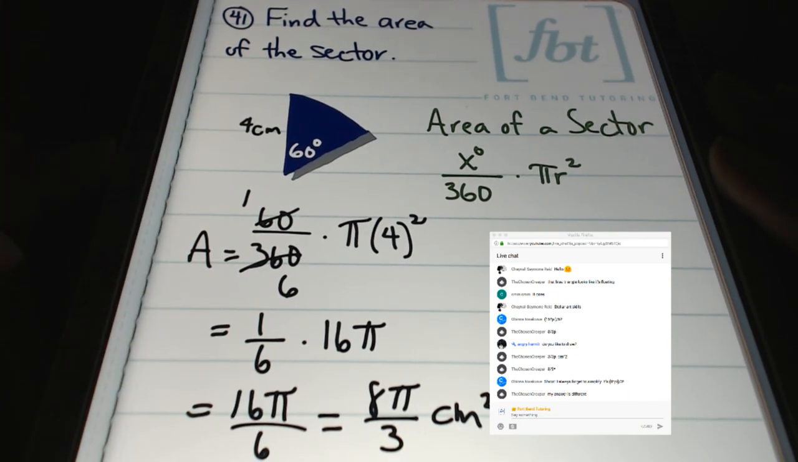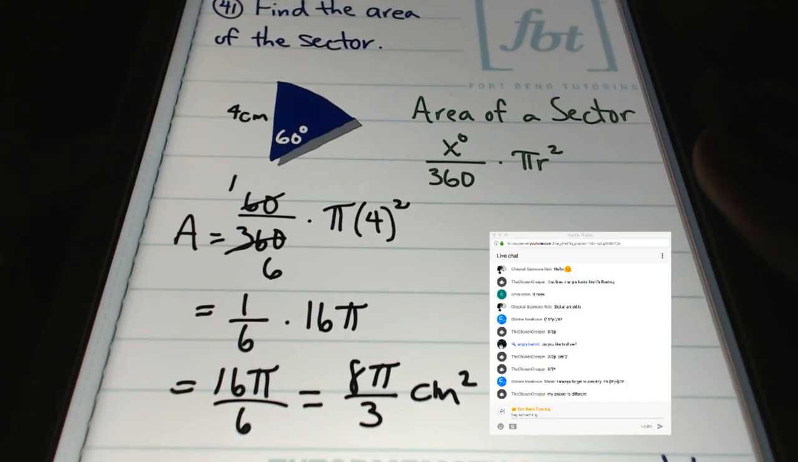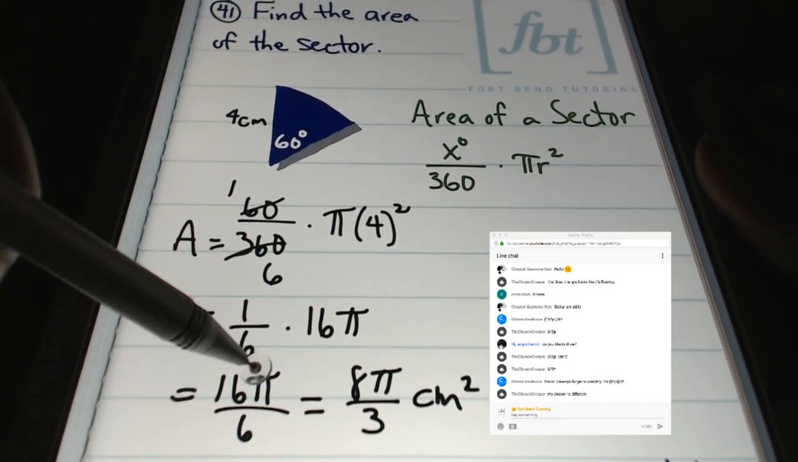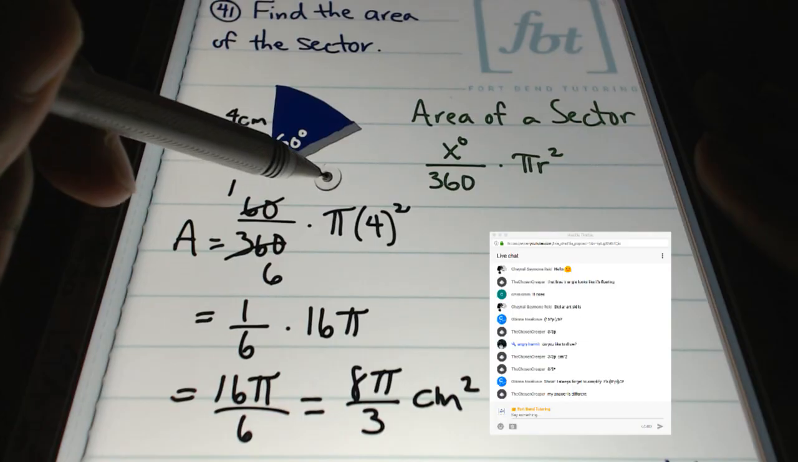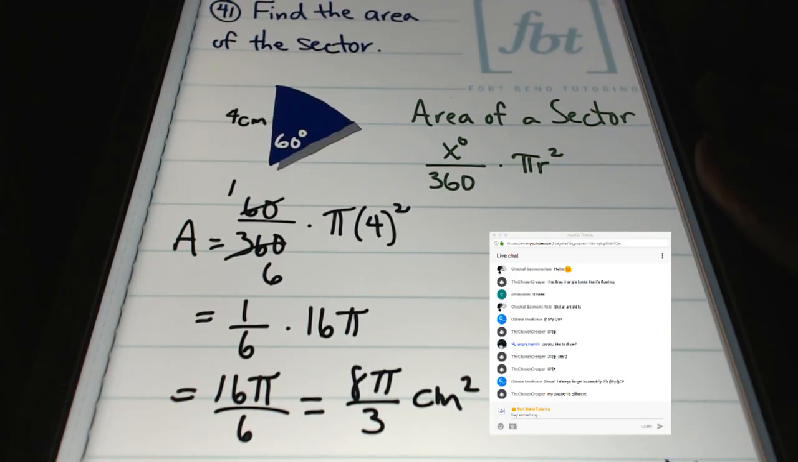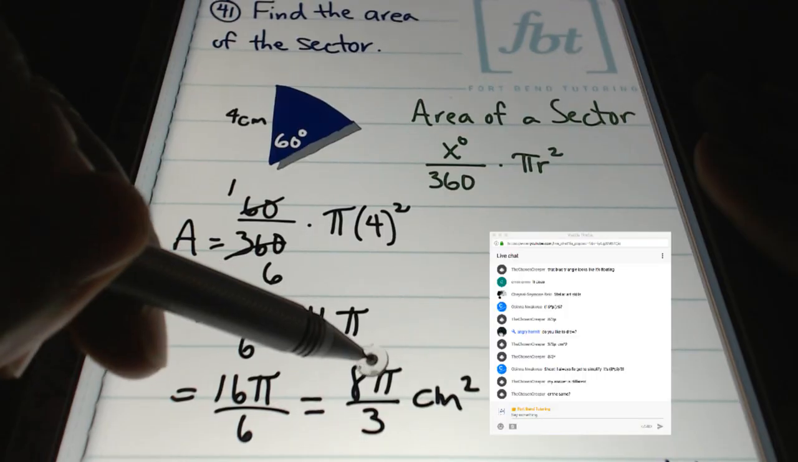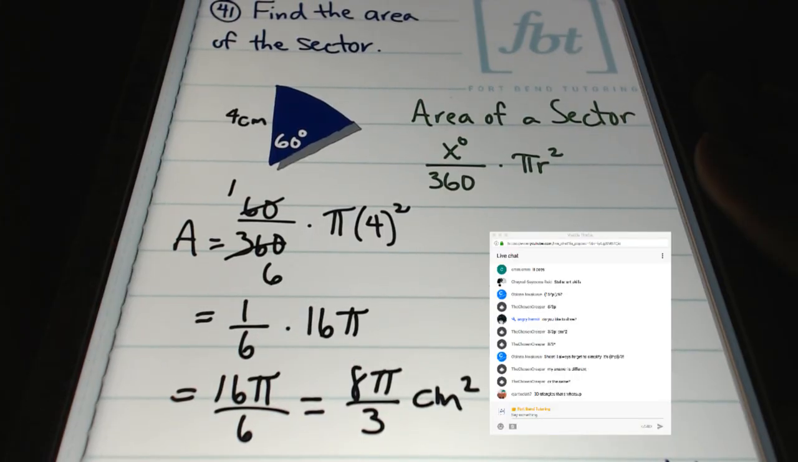Chosen Creeper, what's wrong with your answer? You have 8/3. I have 8/3 as well, but we had the value of pi in there, remember? Did you remember your value of pi? Because you have 8/3, Chosen Creeper. Your answer is not the same because you're missing pi in there. You have to have that value of pi in there as well. That's what you're missing.